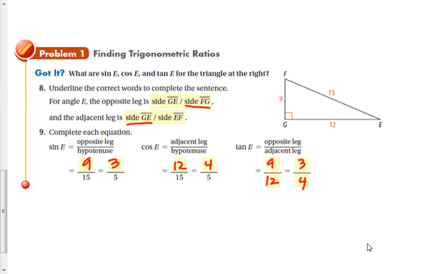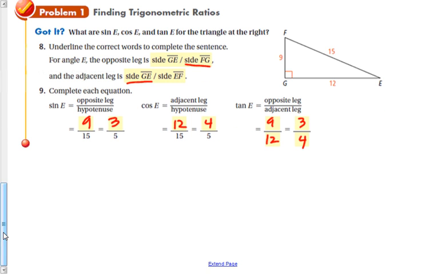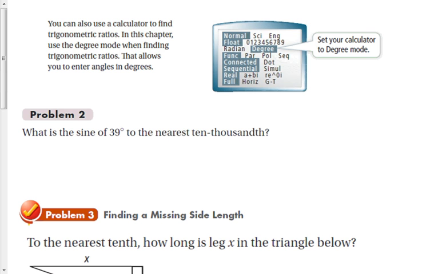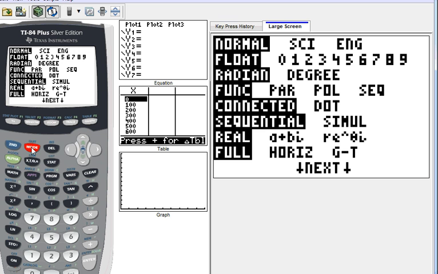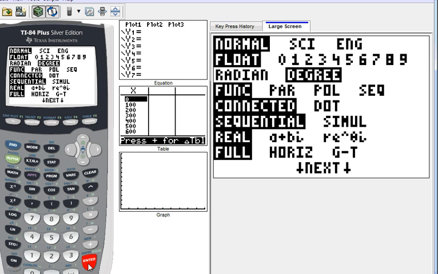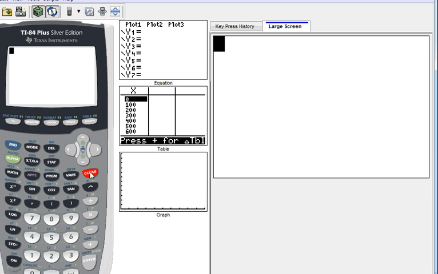Now you can actually find these ratios on your calculator fairly easily, and they're the built-in functions on your calculator, and I'll show you that. One thing you have to know though, if you're talking about the ratios as angles, then we need to put the calculator in the degree mode. The way you do that is you press the mode button and change your calculator to the degree mode. Okay, and then you can find any ratio you want.